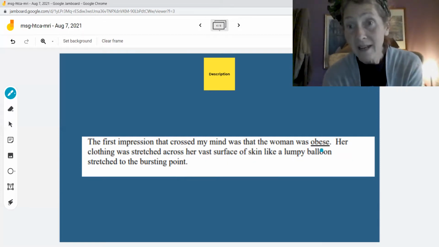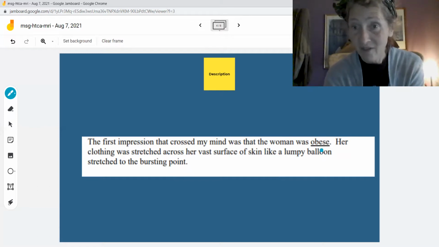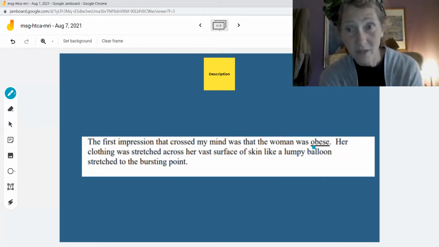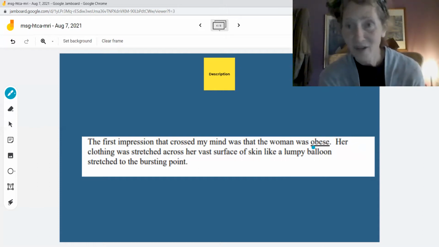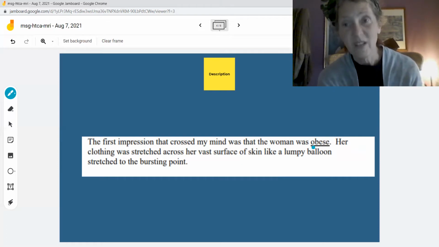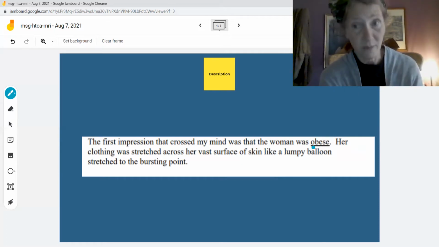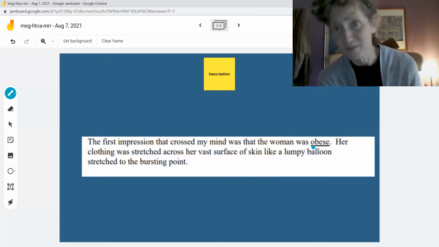So we might not get the exact meaning of obese, but we can guess that obese has something to do with weight. This woman is obese. Her clothes are very, very tight. So the actual definition of obese is somebody who is quite overweight to the point where they're being unhealthy. So even though we might not get that specific, we can look at this and go, okay, if this woman's obese and her clothes are looking like this, she's probably fat, she's probably overweight.